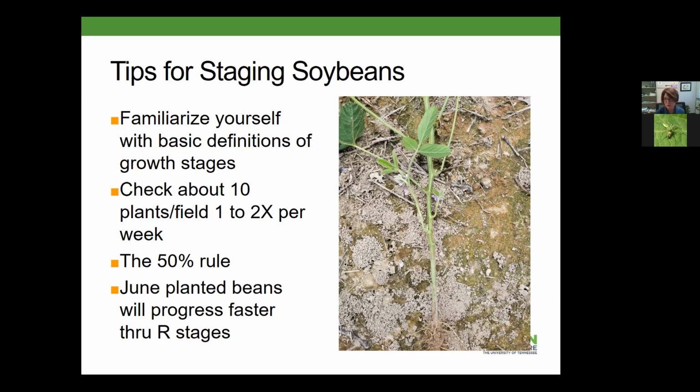But if we plant in June, beans will go pretty quick through those R stages, because you're going from a 5 to maybe a 5.5 month growing season, for an April or maybe an early mid-May planted bean, to maybe a 4-month window. So something's got to give. Everything gets compressed, and just be aware that if you're staging June beans or, heaven forbid, July beans, it's just going to go a little quicker through these stages.